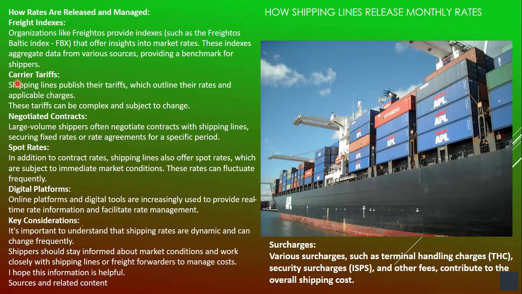Now, carrier tariff. Shipping lines publish their tariff, which outlines their rates and applicable charges. This tariff can be complex and subject to change. Next, negotiated contracts. A large-volume shipper often negotiates a contract with the shipping line and secures a fixed rate for a specific period. For example, if an exporter like Honda is exporting cargo from India to South America and always exports 5000 containers monthly, he negotiates with the shipping line.